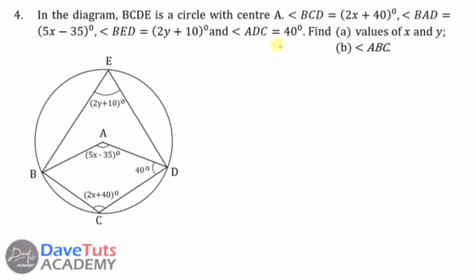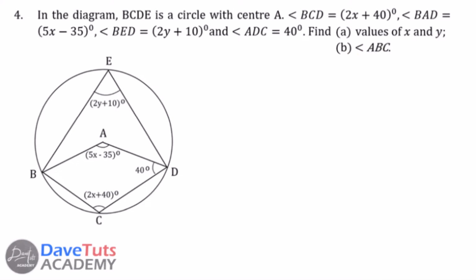Now, this is how you identify these angles. ADC, for example, we have ADC, so this angle is 40. So that's how you just identify all of them. Our mandate is to find the values of X and Y and to find the angle ABC.